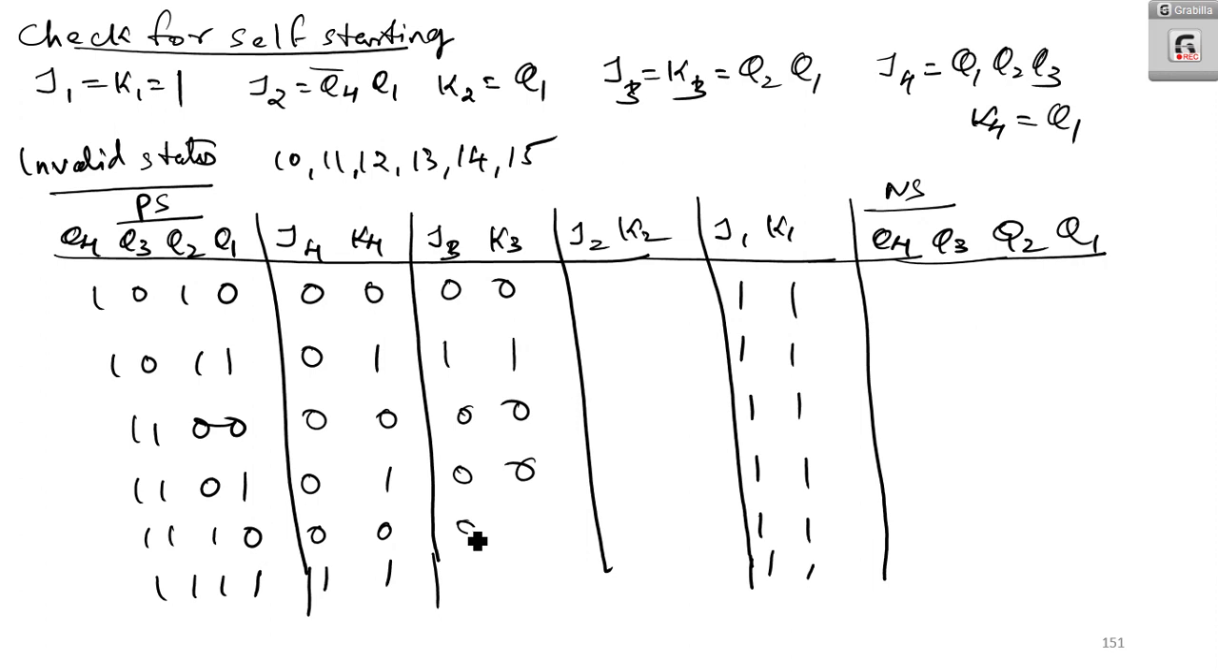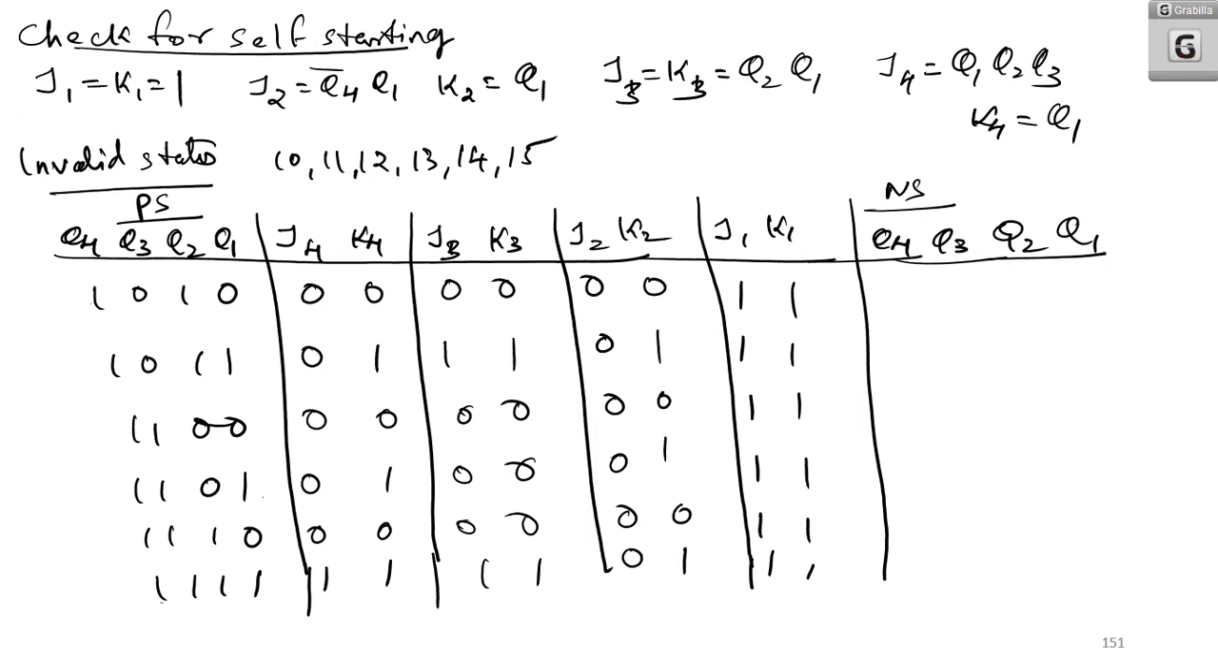1, 0, that is 0, 0, 1. That is 1, 1. Okay. Now what is J2? J2 is Q4 bar Q1. So 0 dot 0 is 0, 0 dot 1 is 0, 0 dot 0 is 0, 0 dot 0 is 0, 0 dot 0 is 0, 0 dot 1 is 0. Okay. Now what is K2? K2 is Q1. That is 0, 1, 0, 1, 0, 1, 0, 1, 0, 1, 0, 1.